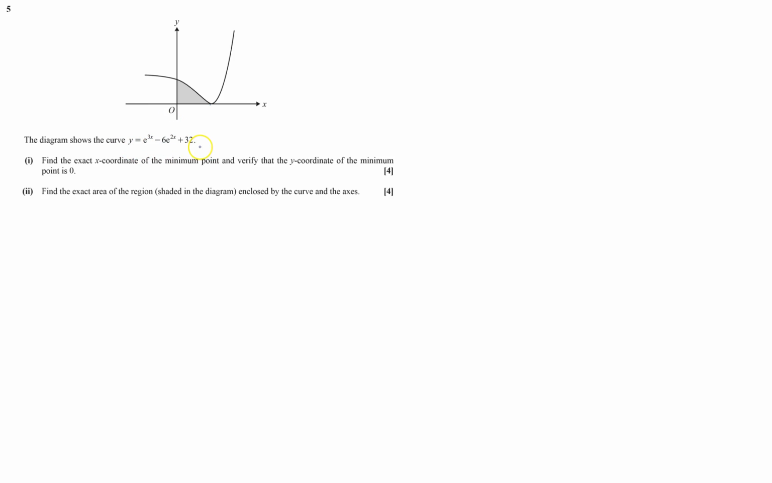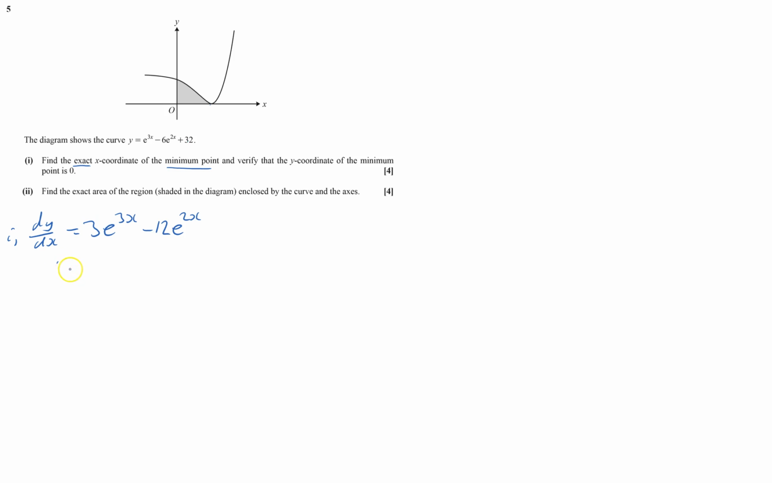Okay, the diagram shows this curve. I've got to find the exact x-coordinate of the minimum point and verify that y equals 0 at that stage. So what I need to do is differentiate this. So dy by dx, the first part gives me 3e to the 3x, and then minus, differentiate e to 2x, which will be 2e to 2x times by that 6, so that'll be minus 12e to the 2x, and differentiating 32 gives me nothing.